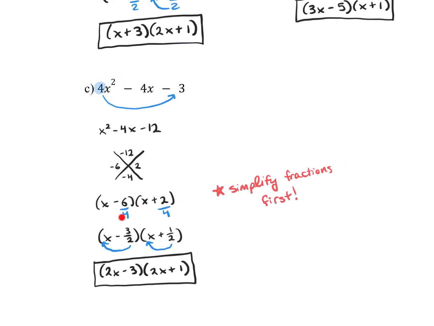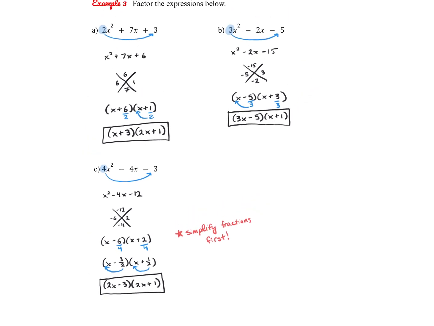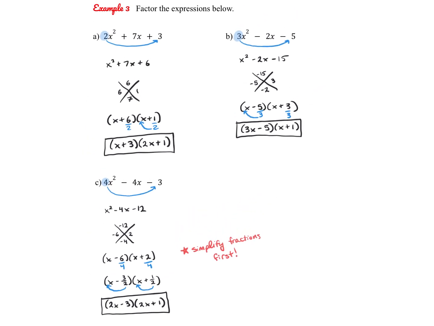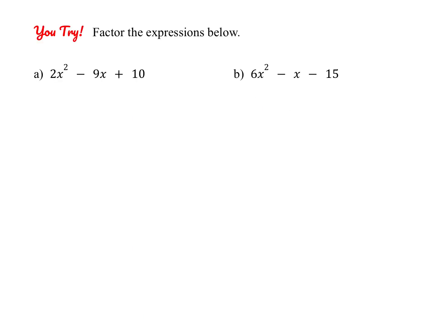So again, sometimes after you've divided out your a value, you need to simplify your fractions before you do bottom up. And I do want to reiterate again, if there is a different method that you have for factoring these types of trinomials, you are more than welcome to use it. This is just one of many methods that works. All right, go ahead and pause the video and give this a try. I'd encourage you to try out the bottom up method just to see if it's one that you like.